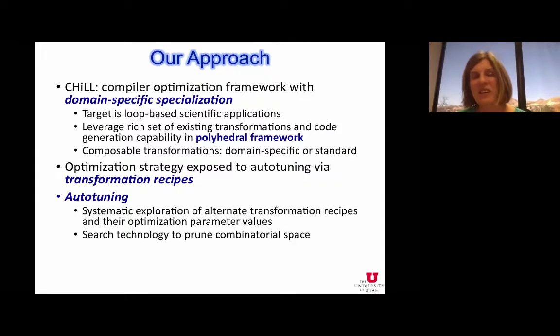The other thing that makes this a very unusual kind of compiler is that instead of just saying O3 and a bunch of stuff happens behind the scenes and you have no idea what the compiler did, we actually make it possible to explicitly direct the compiler with what we call transformation recipes to describe the collection of transformations that you want to apply to the code. So the optimization strategy is actually exposed, and by exposing it, the auto-tuner can try a bunch of different optimization strategies.